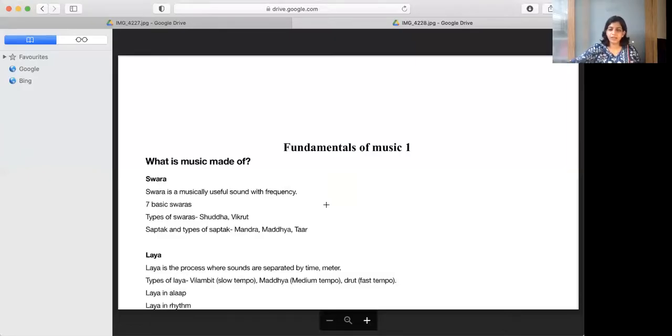So basically, there are three types of saptaks that are used very widely. When somebody sings as a performance, or any song, each song will most probably have three saptaks used. There are some notes used in Mandra Saptak also. Largely, the song would be in the Madhya Saptak, and a few swars are used from the Tara Saptak also. So all types of saptaks are used in any kind of musical performance.